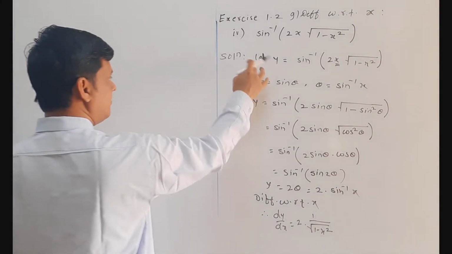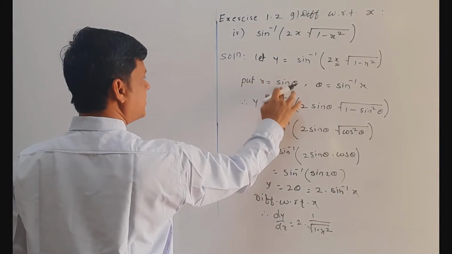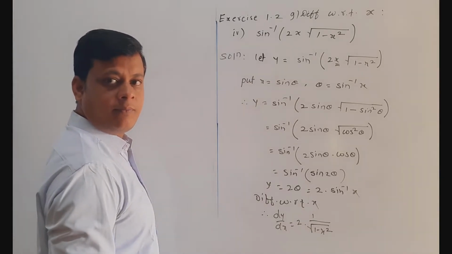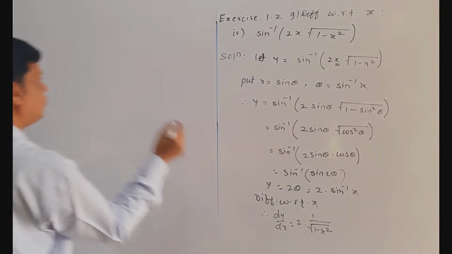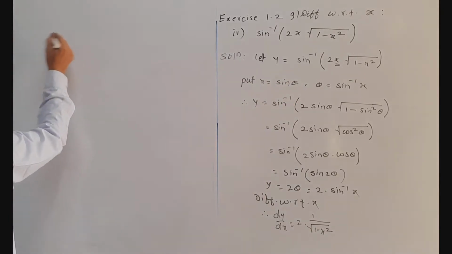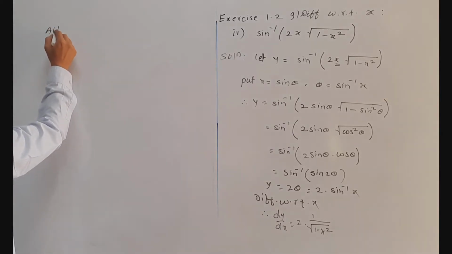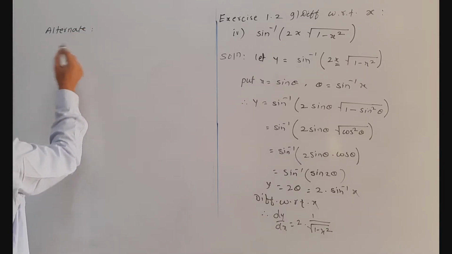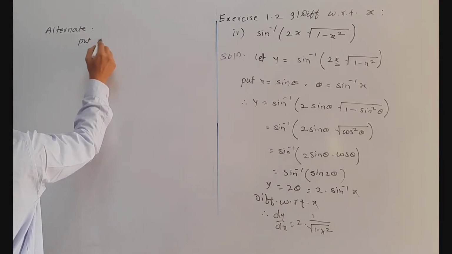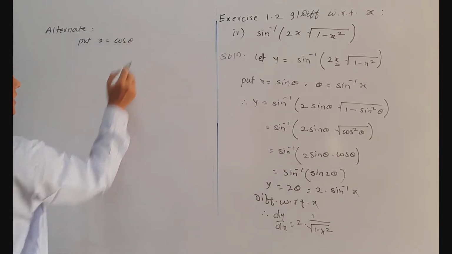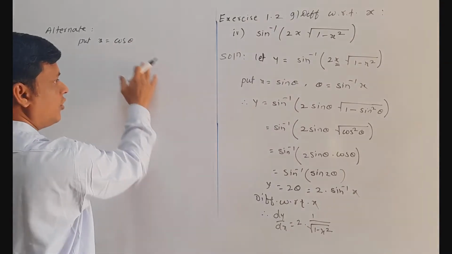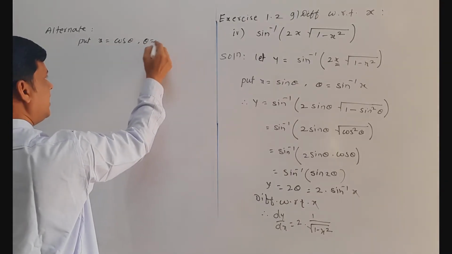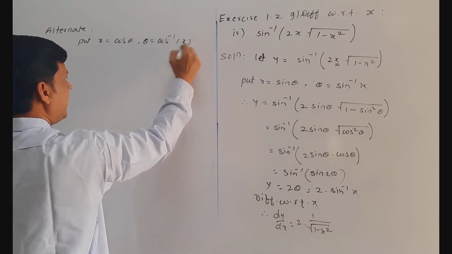Now we solve this by the substitution, instead of x equals to sin theta, by the substitution x equals to cos theta. So we write here alternate substitution. Put x is equals to cos theta. When we put x equals to cos theta, from this we get theta is equals to cos inverse of x.